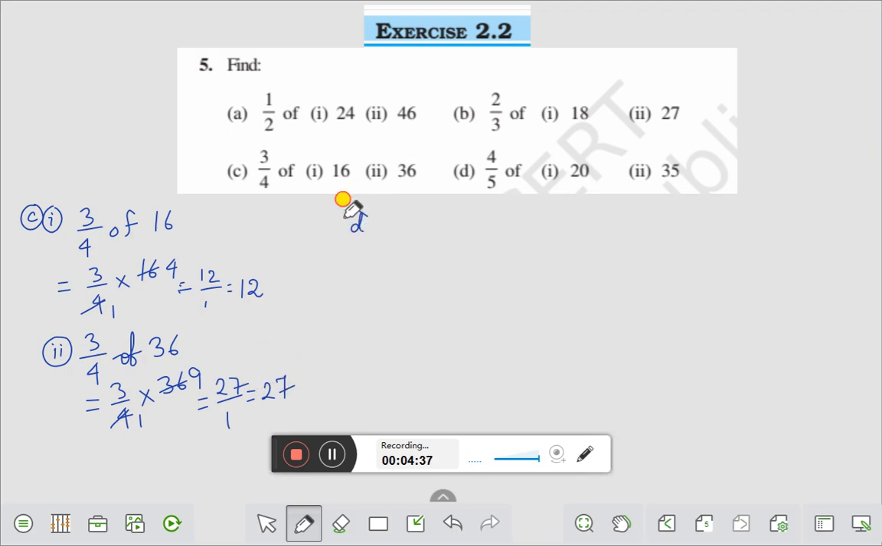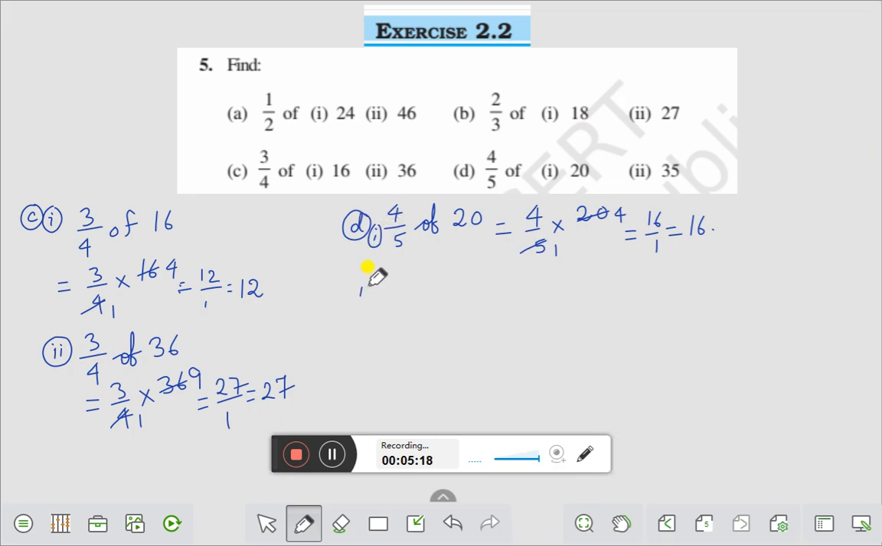Now question number D is 4 by 5 of 20. Therefore it will be equal to 4 by 5 of, means multiply, into 20. If we change to lowest term, 5 1 is 5, 5 4 is 20. That is 4 4 is 16 by 1, that comes to 16. Right? This is D1.